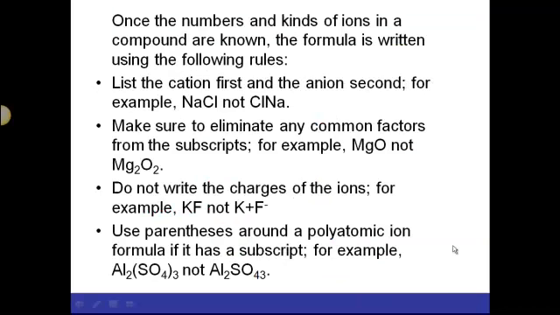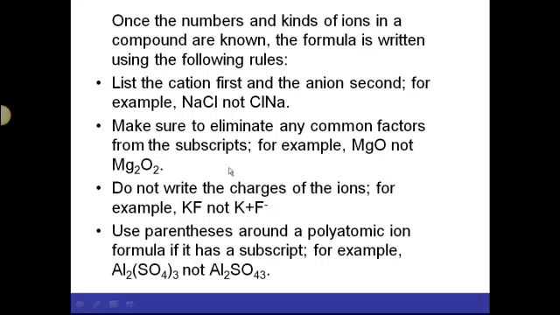So once the numbers and the kinds of ions in the compound are known, the formula is going to be written using the following rules. This is kind of a summary of what we just did. You have to list the cation first and the anion second. So if you've got sodium chloride, the sodium has to come first and the chlorine has to come second. You would never write it the other way. You never put the anion first and then the cation. Cation comes first, positive first, negative second.